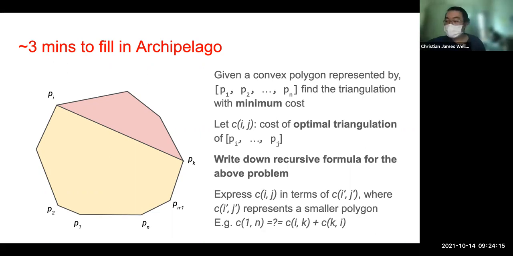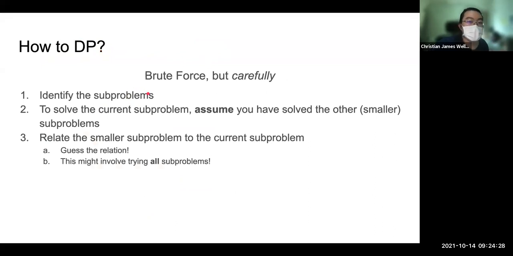Okay, so I'll resume because it might take some time to go through this. All right, so remember, as I mentioned earlier, we are trying to brute force, but carefully. So first, really try to identify what the subproblem is. Try to guess how you can break it apart. When you see this convex polygon, how do you break it apart to get the smaller polygons?